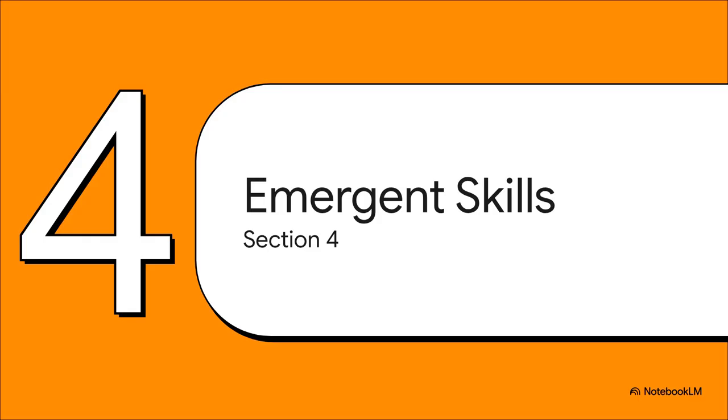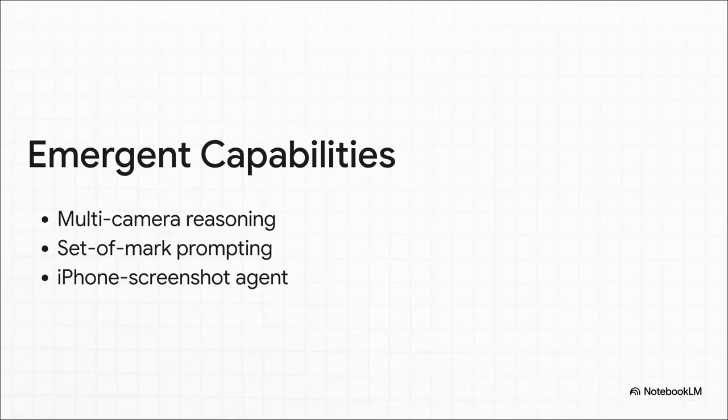Moving right along to Section 4, Emergent Cross-Scenario Skills. Okay, I absolutely love this part. This is where the strict budget and that smart curriculum pay off in ways the researchers literally didn't even plan for. It's like a magic trick. Out of nowhere, LLaVA-OneVision suddenly developed these 3 massive superpowers.